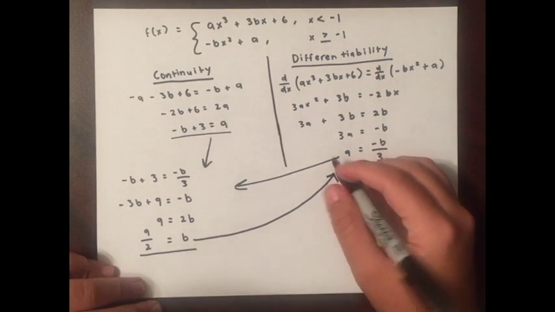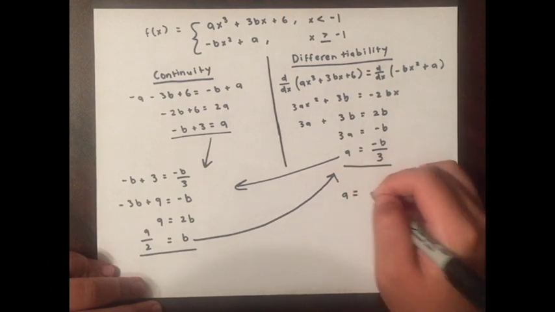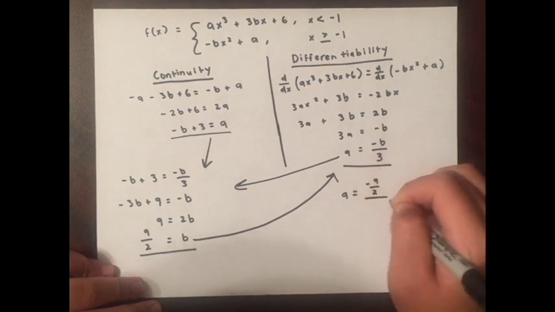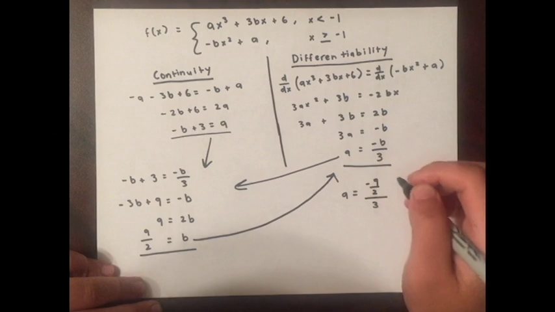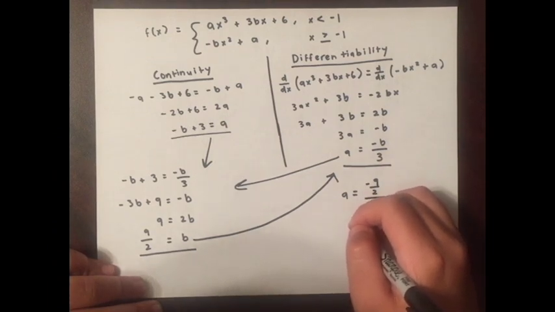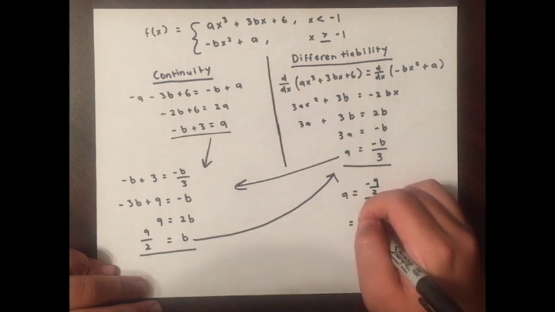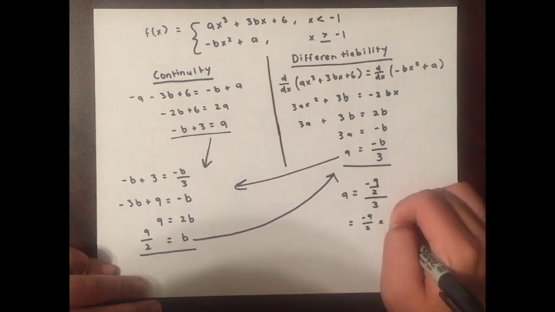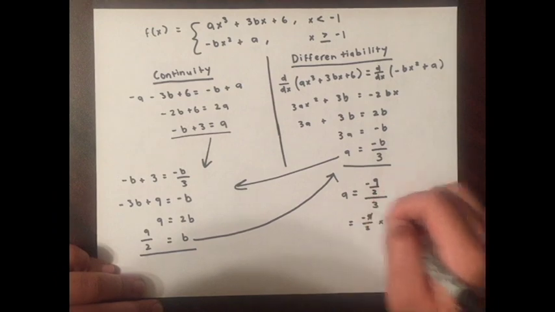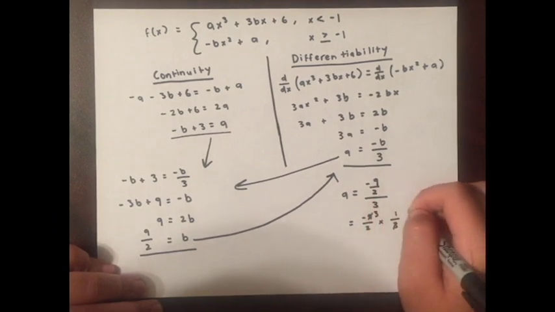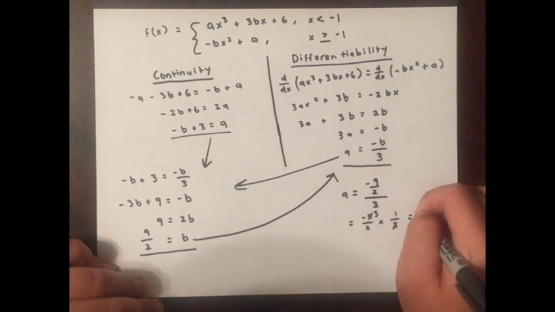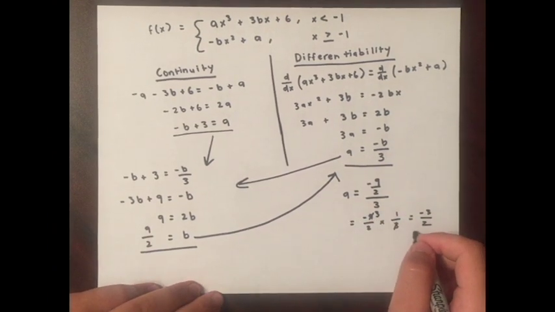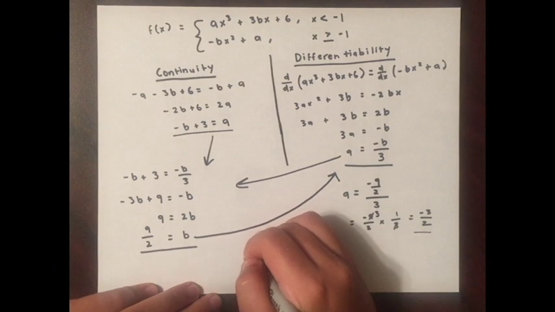And from there you plug that back into one or the other of the a equations, doesn't matter. I plugged it into this one, the differentiability one, so I get a equals negative 9 over 2 divided by 3. And to solve that, I just multiplied by the reciprocal, so I did negative 9 over 2 times 1 over 3, and the 3 and the 9 cancel out, so you get negative 3 over 2 times 1 over 1, which is just negative 3 over 2. And now that leaves you with the answer for both a and b.